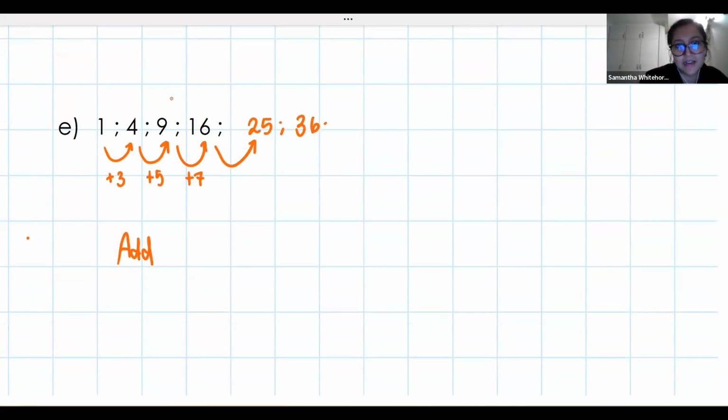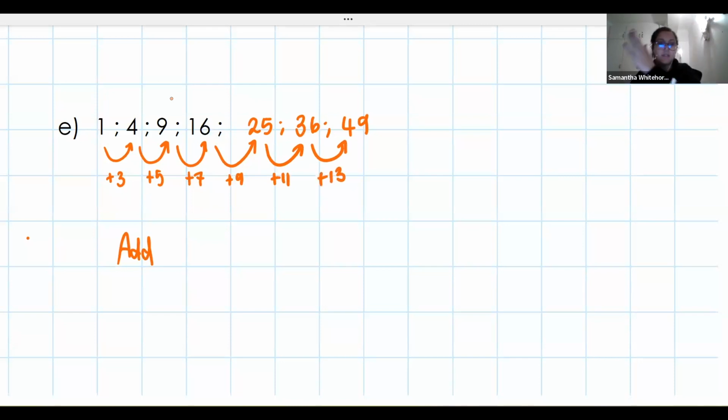Good, well done. I'm interested that that's what you guys picked up on, and a lot of you picked this one up. So very nicely done. So guys, essentially what we're doing is that each time we go from one term to the next, we're adding the next odd number. So we're going from 3 to 5 to 7, and so on. So we're adding odd numbers.